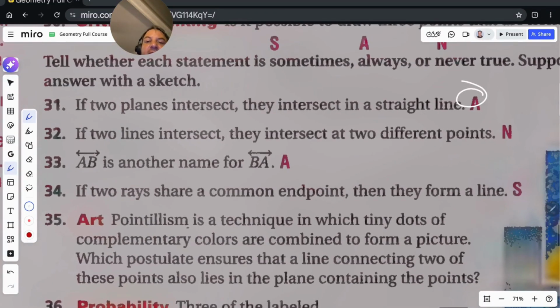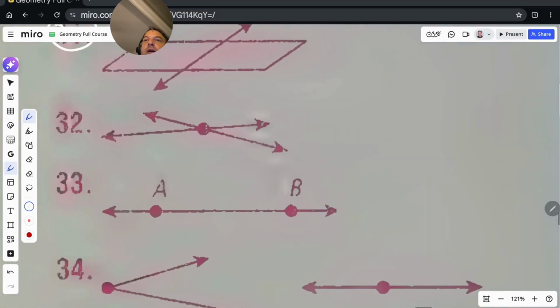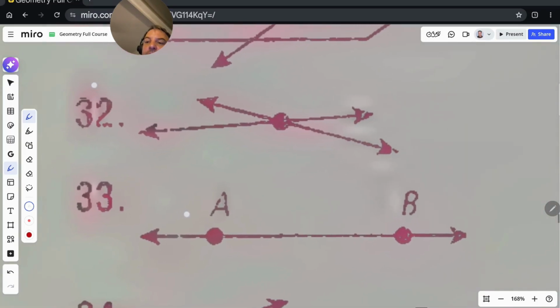32, if 2 lines intersect, they intersect at 2 different points. Here we'll refer back to 114, which says that when 2 lines intersect, they intersect at exactly 1 point, never at 2. So the answer is never. Let's take a look at our figure. Here we want to sketch 2 straight lines crossing at one single point, like in the figure 32.